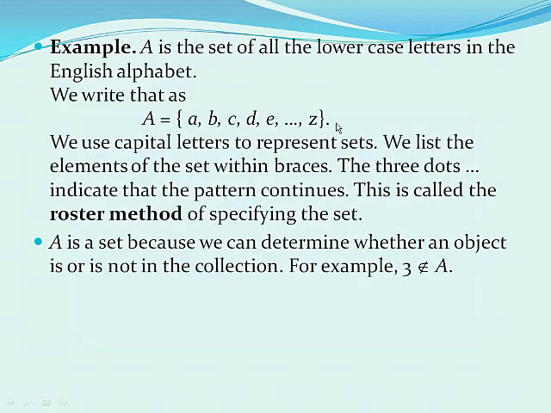Example: if A is the set of all lowercase letters in the English alphabet, we can write A as the set consisting of all the lowercase letters. Usually we use uppercase letters to name sets. We list the elements of the set within braces. The three dots indicate that the pattern continues. This is called the roster method of specifying the set. A is a set because we can determine whether an object is or is not in the collection. For example, if 3 is selected, we can say that 3 is not a member of A.